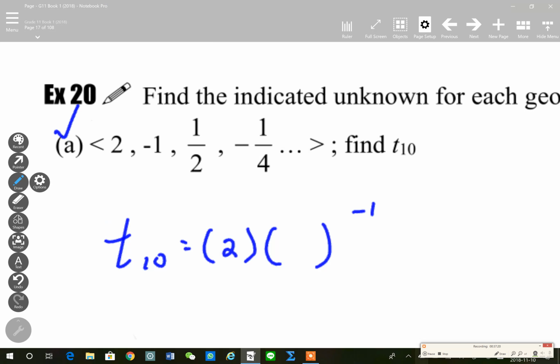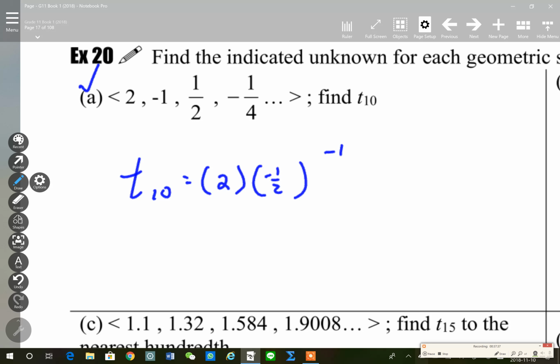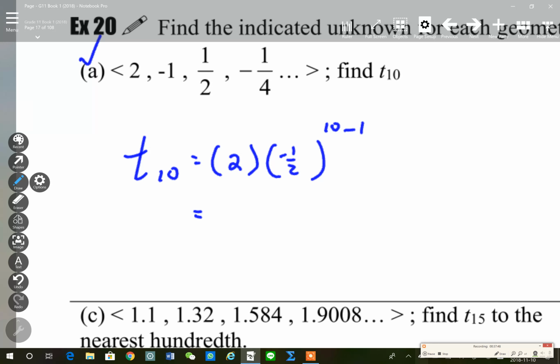How do you find the ratio? Which term divide by which term? Negative 1 over 2. Yeah, that's it. That's your ratio. Second divide by first, or third divide by second, right? Next divide by previous. And then n, what's our n here? 10. So 10 minus 1. You fill in the blank. And that will be 9, right?